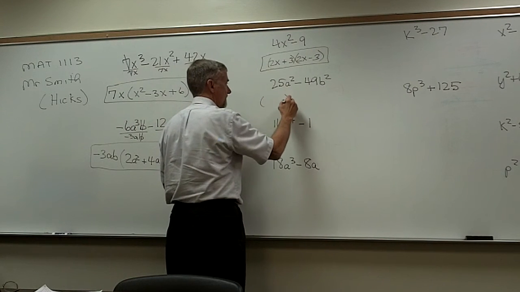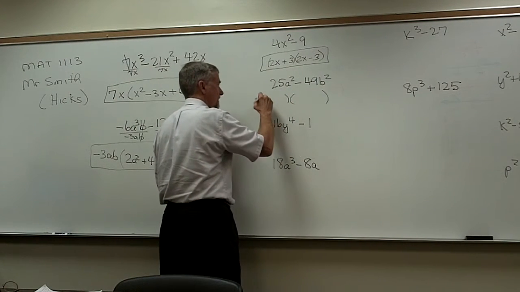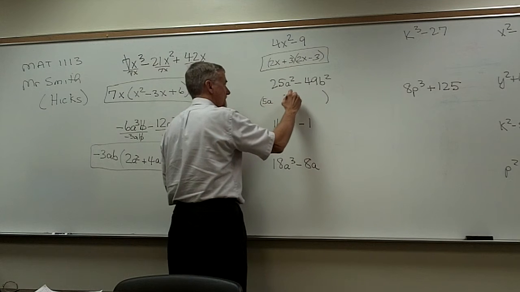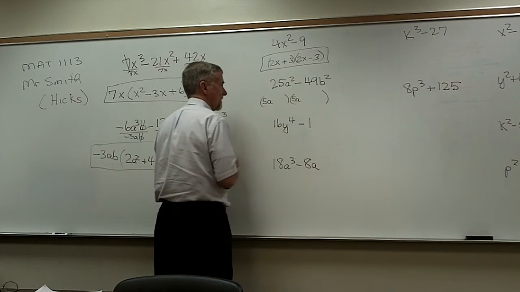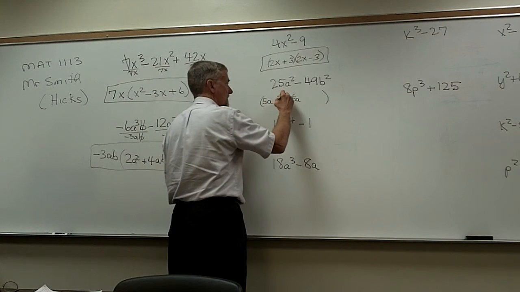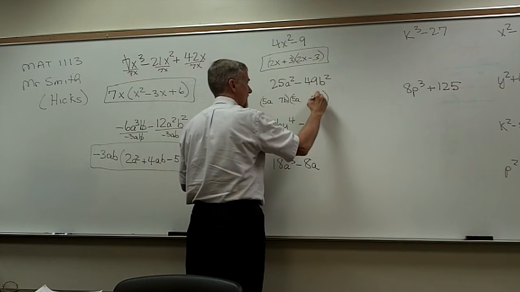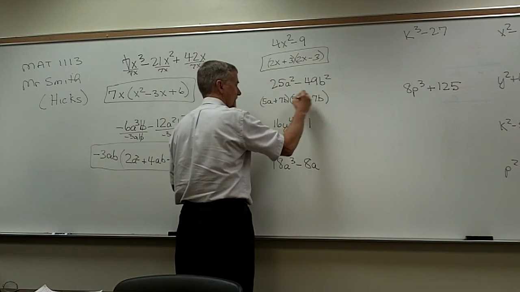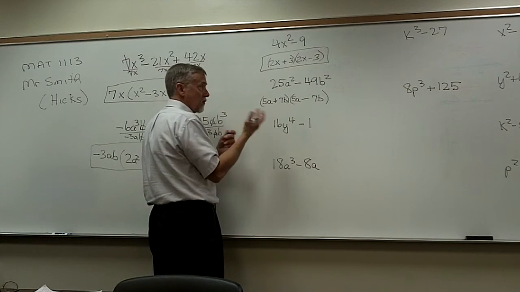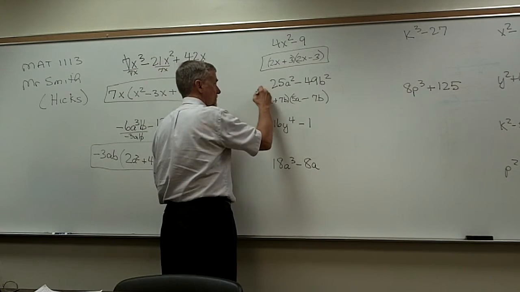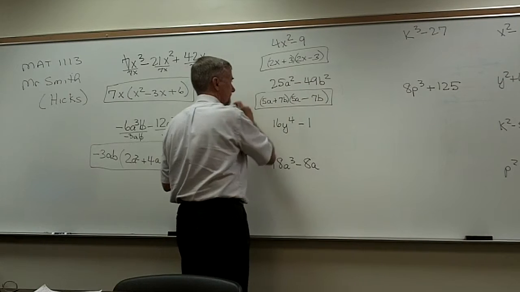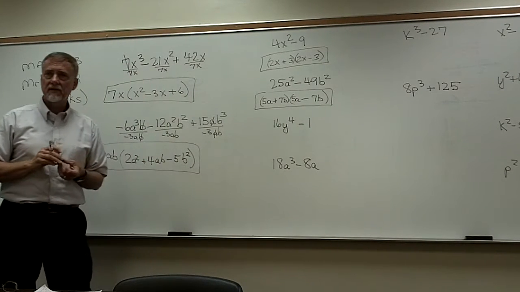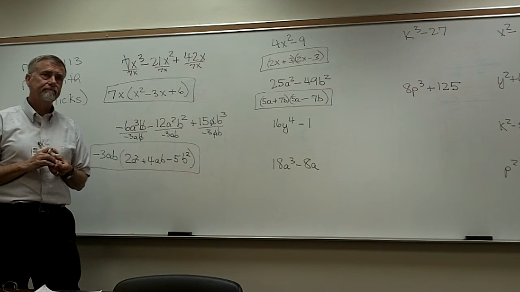So since it is a difference of squares, I can factor it into a 5a times a 5a to get the 25a squared, and a 7b times a 7b to get the 49b squared. One of them has got to be positive, one has got to be negative. Incidentally, it doesn't matter which one you put which, as long as one is positive and one is negative. That is the difference of 2 squares.